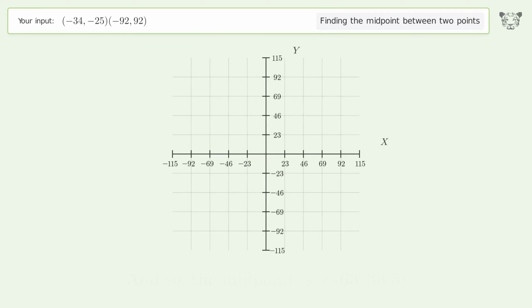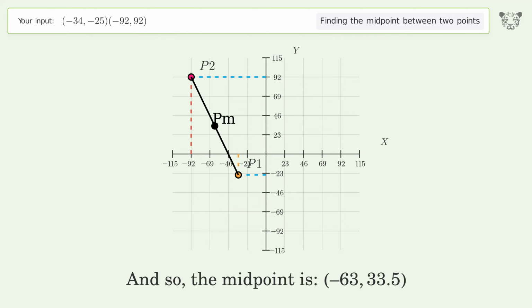And so, the midpoint is negative 63, 33.5.